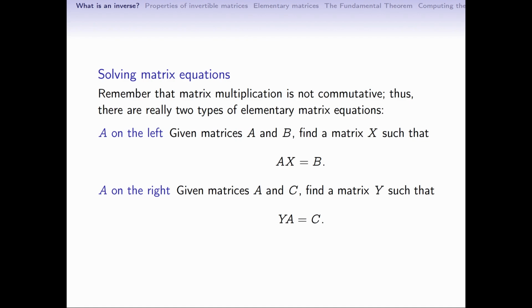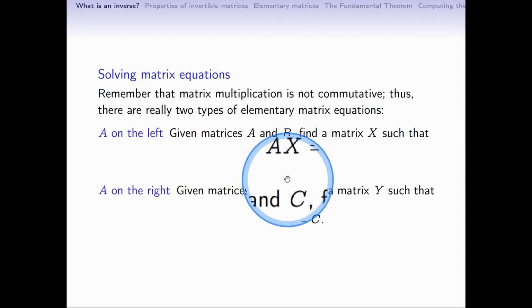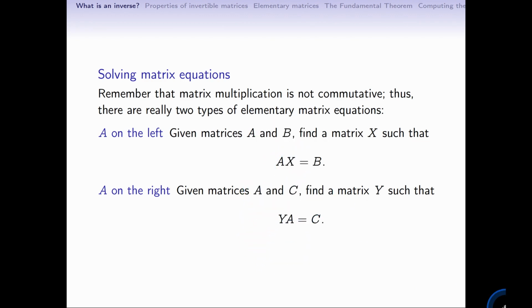We also have a version where A is on the right. So given matrices A and C, find the unknown matrix Y that satisfies the equation Y times A equals C. And here we see the matrix A appearing on the right. Now, because matrix multiplication is not commutative, these are different equations. I cannot simply take the A and the Y, commute them, and turn it into an equation of this form. It's a fundamentally different equation. And so we'll have to adapt our way of thinking about solving these matrix equations accordingly.